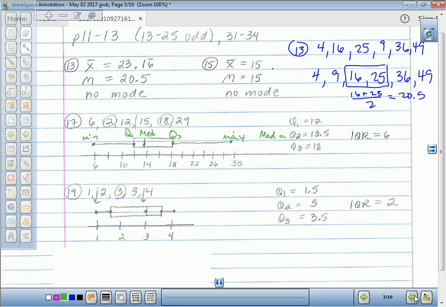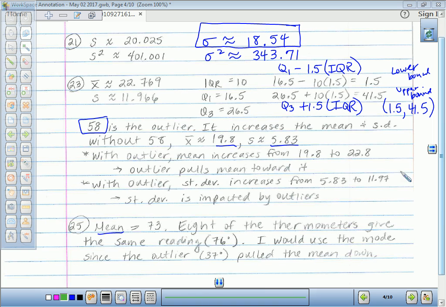Okay? All right. Now, number 21. We have 2 different types of standard deviation. We have standard deviation for a sample and standard deviation for a population. Now, number 21, you were just given a data set as a set of numbers. So that is the entire population. So for number 21, our standard deviation should be the 18.54.